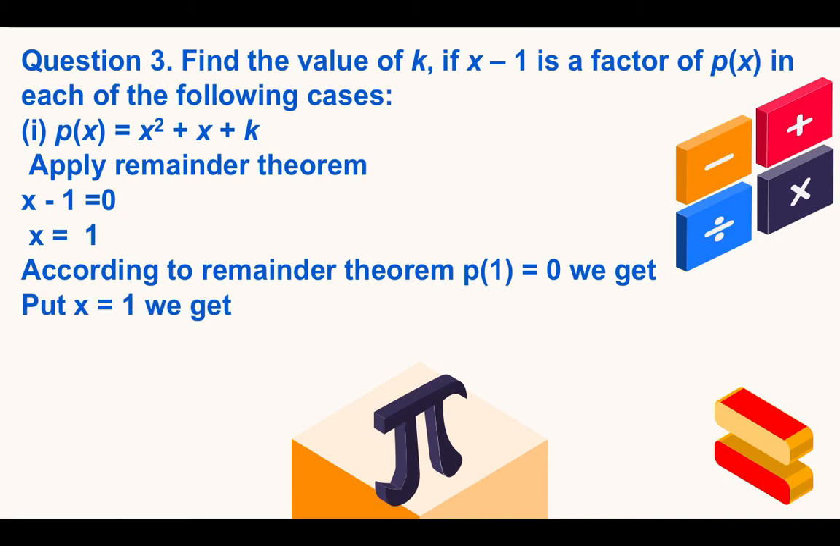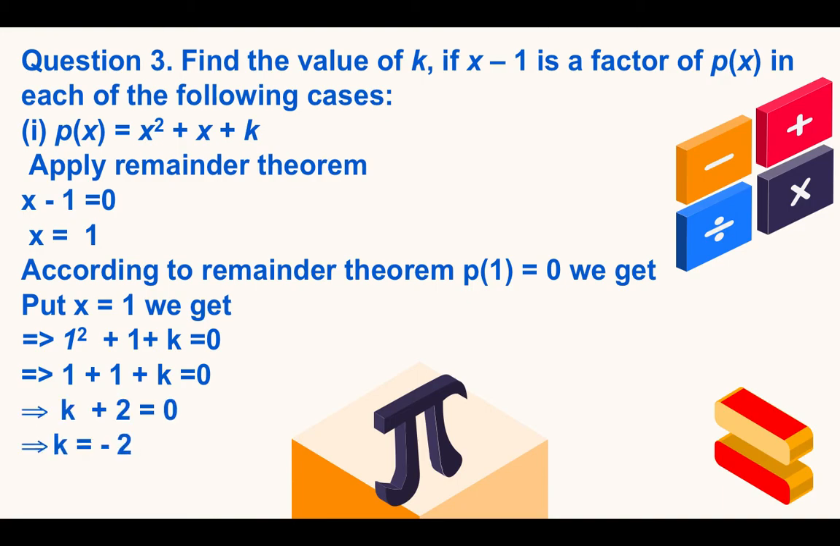So what do I get in the polynomial? Instead of x square I'll write 1 square plus x is equal to 1 and plus k. So I'll keep the k as it is. So what do I get as answer? k plus 2 is equal to 0, which means k is equal to minus 2. So value of k is minus 2.